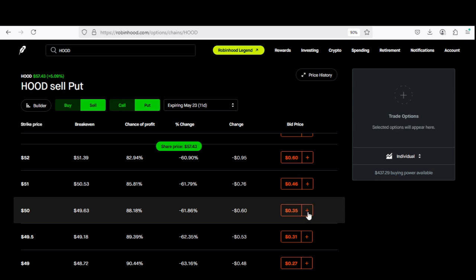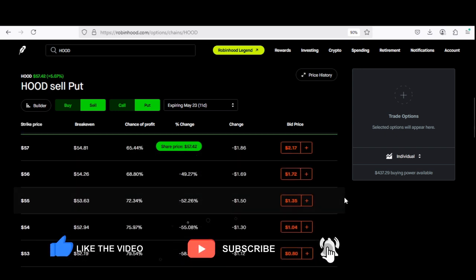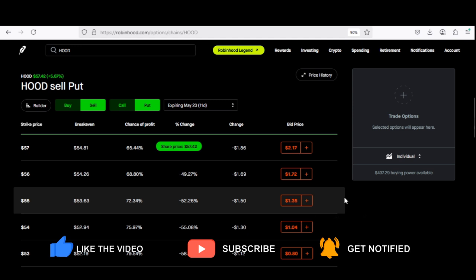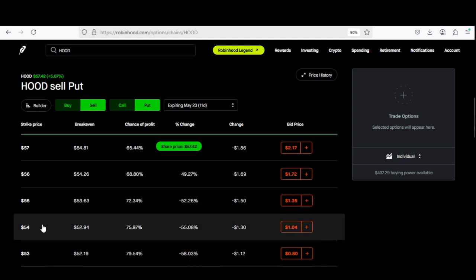So what I'm going to do is now I'm going to go ahead and show you what I'm going to do. And I'm going to go for a lower chance of profitability. And that's going to give me a higher strike price. So I will be going with the $54 strike price. It's going to give me a 75% chance of profitability, which is lower than the 88% chance, but I think 75% is still pretty decent.